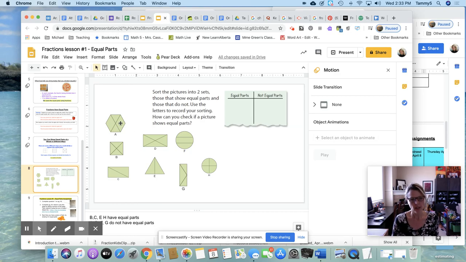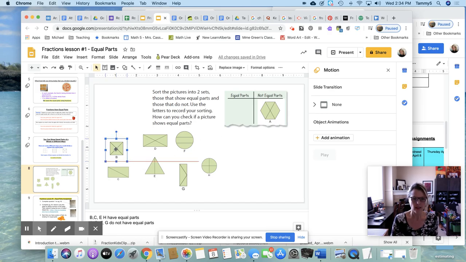Does A show equal parts? It actually does not show equal parts. So if you look at this picture here, we can see that these 2 are triangles right here, but these 2 pieces are diamonds. They are not the same. So we put it under not equal parts.